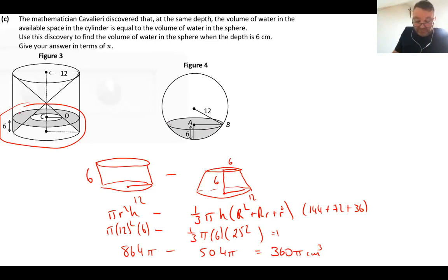So again, that's what Cavalieri said: the volume of water here around this frustum of a cone inside the cylinder will be exactly the same as the volume of water at the bottom of the sphere, providing their heights are the same. There is no formula for that. Forget it. No formula in the tables for that whatsoever. But there is a formula for cylinder minus frustum. And that's why we've got to engage with that formula there.